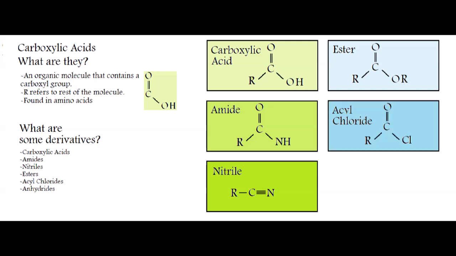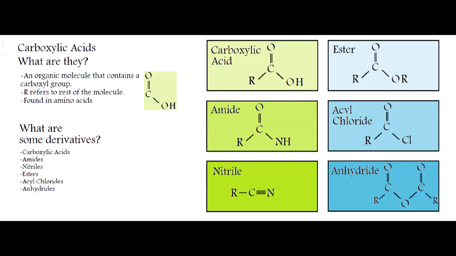Acyl chlorides are very easy to remember. Just remember, chloride has a chlorine, and the carbon is double bonded to an oxygen. And so basically think of a carboxylic acid with the OH removed and replaced with a chlorine.